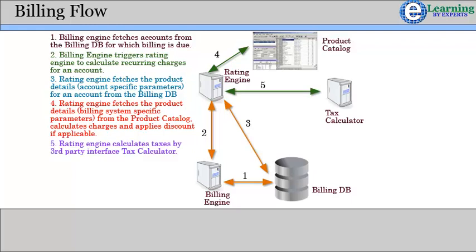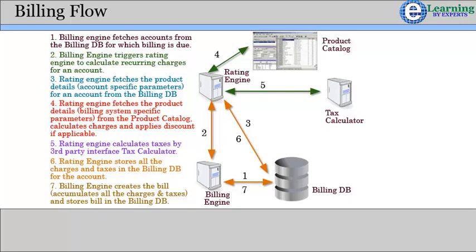Rating engine calculates taxes by a third-party interface, the tax calculator. Rating engine stores all the charges and taxes in the billing DB for the account. Billing engine creates the bill, accumulates all the charges and taxes, and stores the bill in the billing DB. Once the bill is stored in the billing database, the invoice is printed and shared with subscribers for payment.